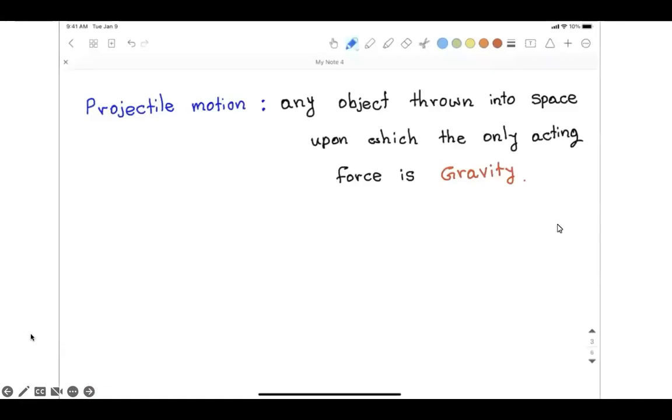Okay, everyone. In this video, we are going to discuss projectile motion. There are many cases we are going to consider, but the most important part we need to remember is that for any object thrown in space, with different possibilities, the only force affecting the object is gravity.